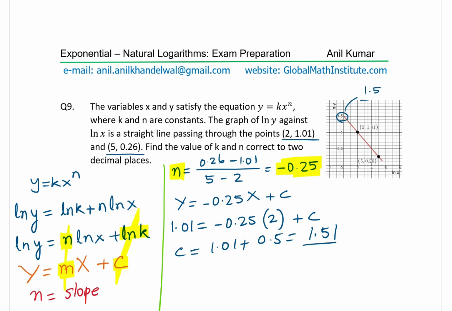So let's find the answer now. So we can correlate the intercept with ln k. Ln k is 1.51, and this implies that k will be equal to e to the power of 1.51. So let's find what e to the power of 1.51 is. So we have e to the power of 1.51, and that is equal to 4.526.